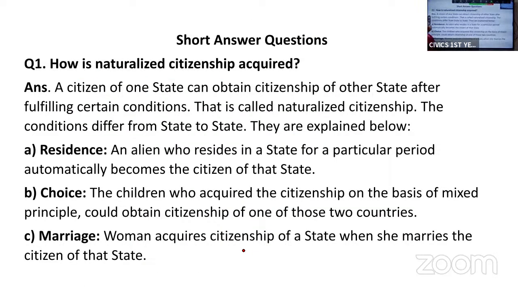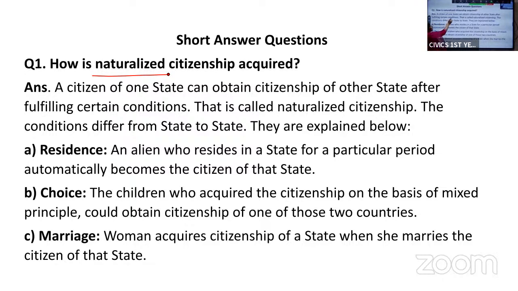Okay, so how is naturalized citizenship acquired? Now, citizenship is of two types. One is natural and another is naturalized. Natural means by birth you become a citizen of a country. Naturalized means you want to become a member or citizen of some other country. So that is naturalized. It is not natural. It is not by nature. Okay, it is your choice. It is your willingness. You are becoming the member or citizen of some other country.